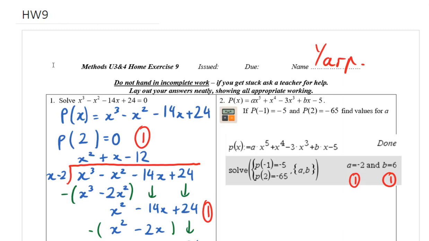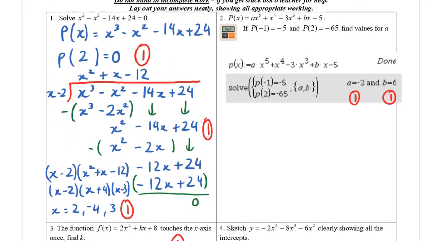Homework sheet 9 video solution here. Reasonably quick one, lots of CAS work, so make sure you've got your CAS handy. But let's look at question 1.